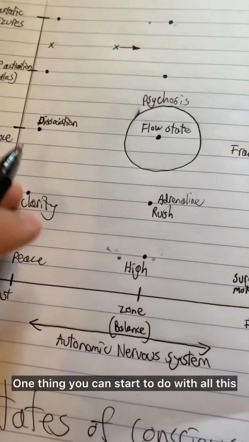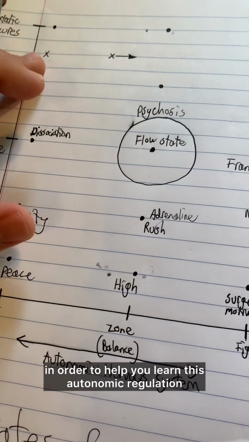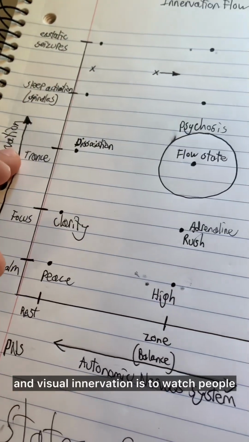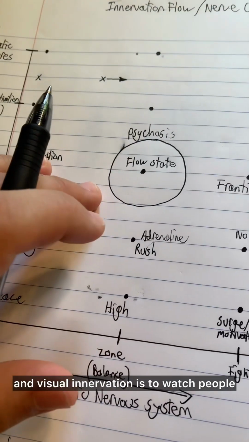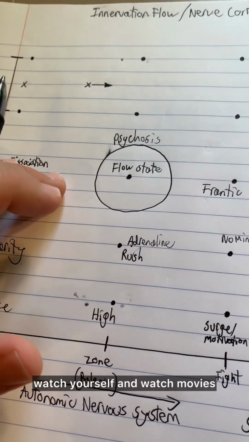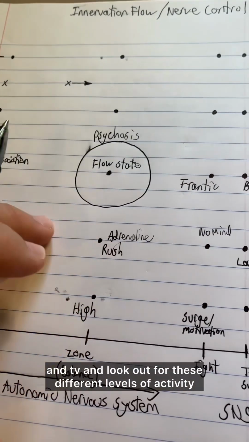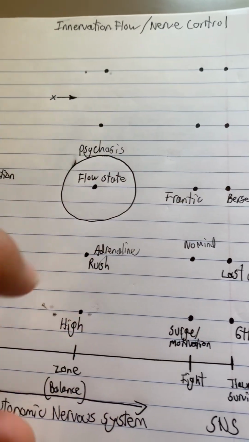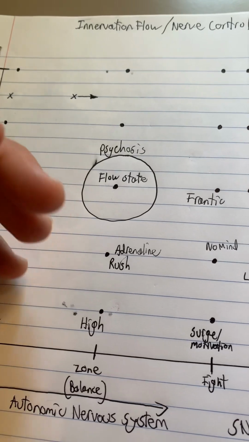One thing you can start to do with all this in order to help you learn this autonomic regulation and visual innervation is to watch people. Watch yourself and watch movies and TV and look out for these different levels of activity and see how it kind of plays out.